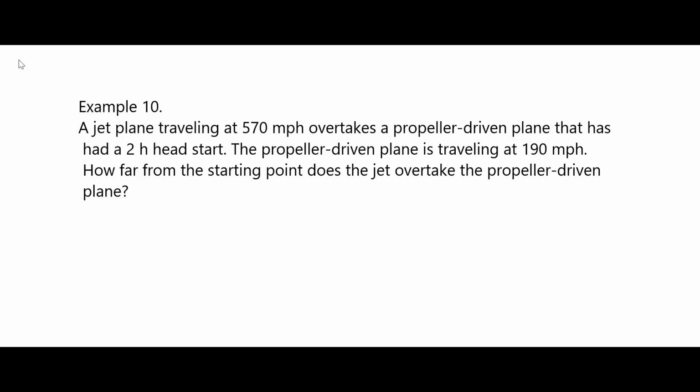Question 10. A jet plane traveling at 570 miles per hour overtakes a propeller-driven plane that has had a 2-hour head start. The propeller-driven plane is traveling at 190 miles per hour. How far from the starting point does the jet overtake the propeller-driven plane? Okay, let's set this.